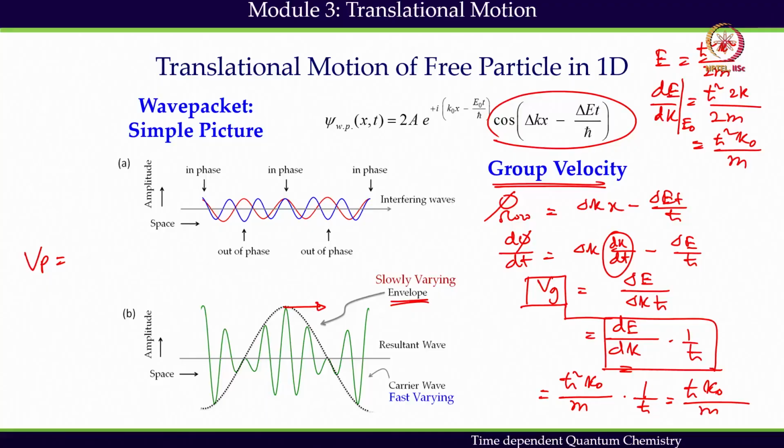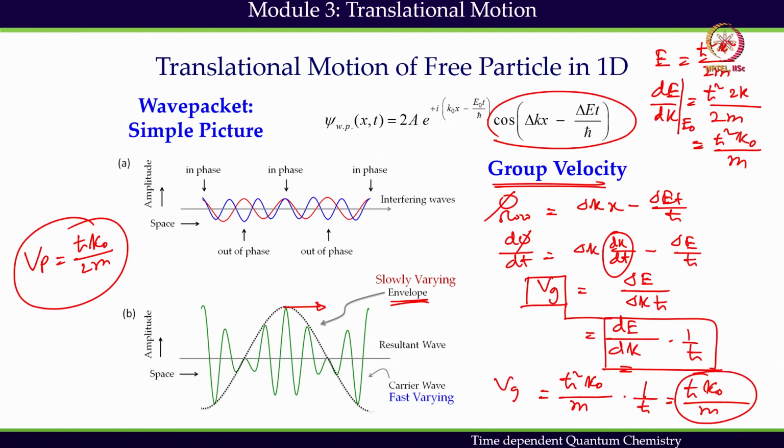It has two different components. Each component is propagating with its own characteristic velocity. The carrier wave, which is varying very fast, is moving with the phase velocity, and the envelope function, which is very slowly moving, is moving with the group velocity. These are the two differences we have. The phase velocity expression we have is h cut k naught divided by 2m. On the other hand, for the group velocity, we get the expression h cut k naught by m.